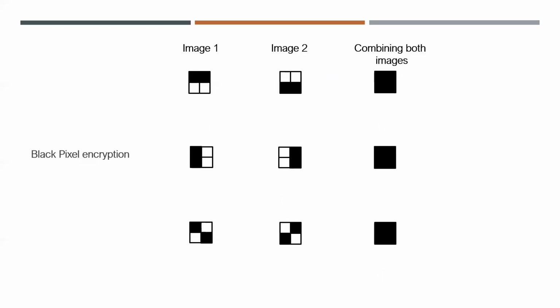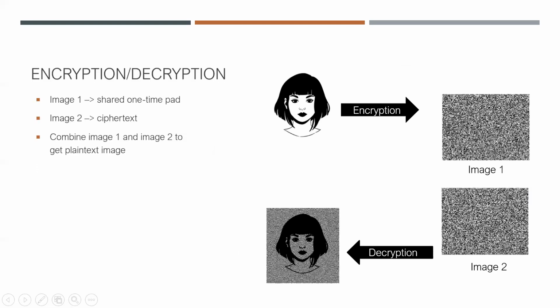Next, we have the black pixel encryption. Here we have only 3 different possibilities, and we use a pattern and its inverse for the black pixels. For image 1, we choose a random pixel pattern, take the inverse of it, and use it as image 2. Once we combine both, we get a black pixel that has all the pixels as black.